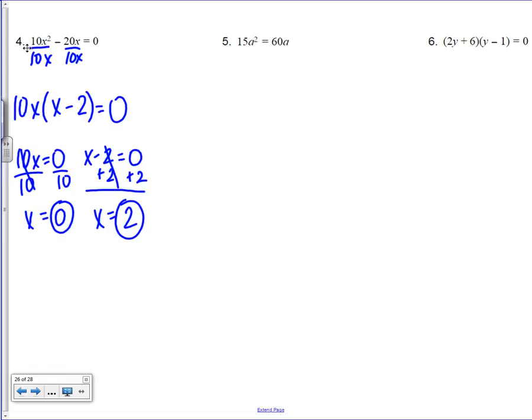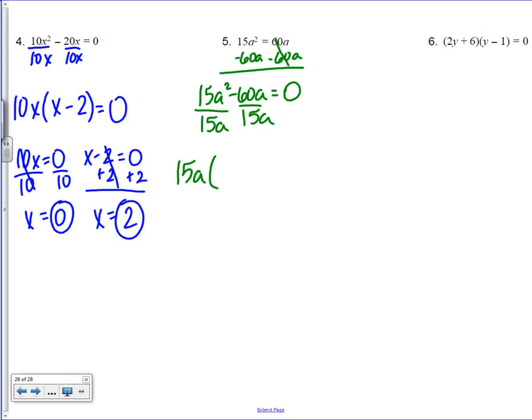All right, number 5. This time we are not so lucky that it's equal to 0. Again, we cannot isolate because of the a squared and the a. So I'm going to go ahead and move this over to the other side so it is now equal to 0. In order to factor, let's look for a GCF. I can take a 15 and an a out of both of those equations. So that's going out front, and now we'll divide.